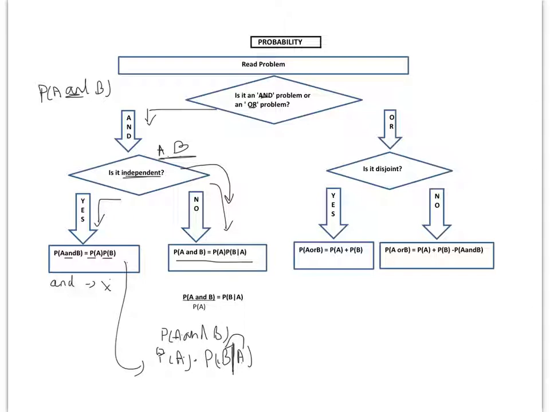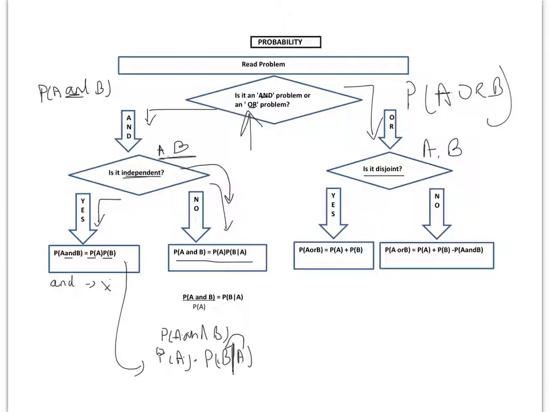Now, what if we are reading the problem in probability and it happens to be an OR problem, which means we're trying to calculate the probability of A or B. In this case, we have to go to the right and think through a different logic diagram. So the first question we'll have to answer is, are the events A and B disjoint?